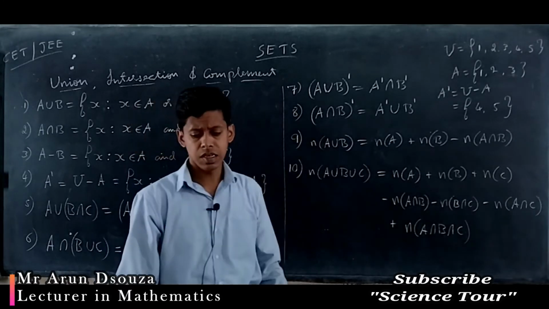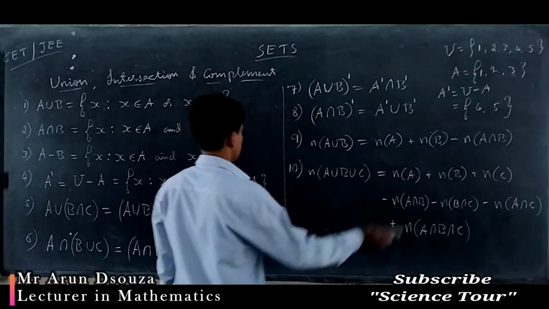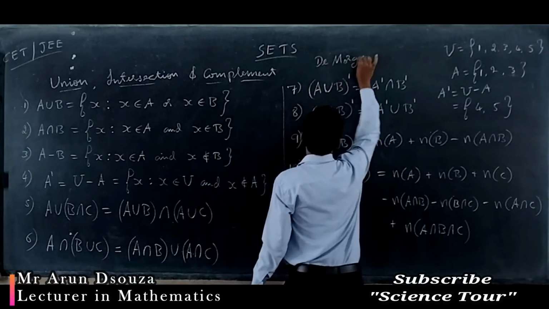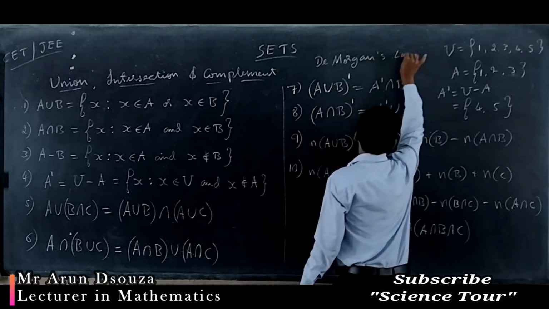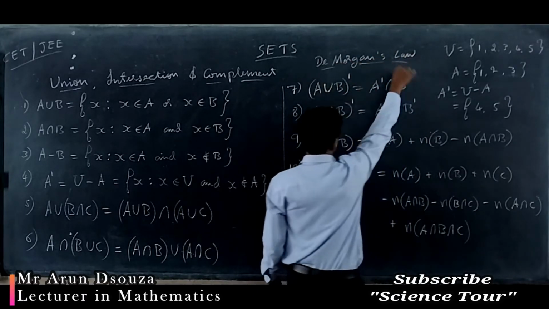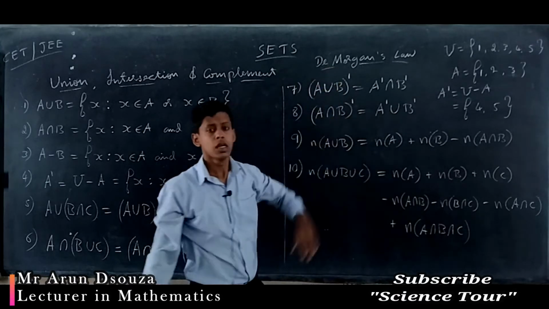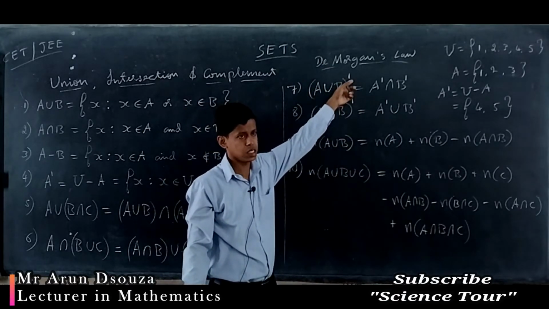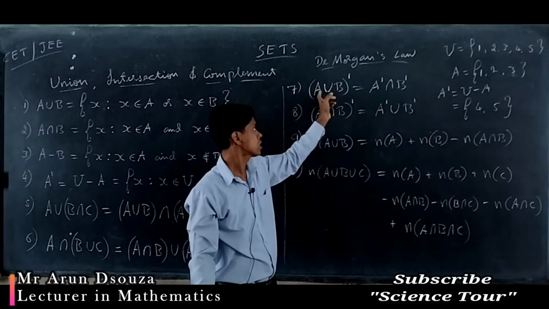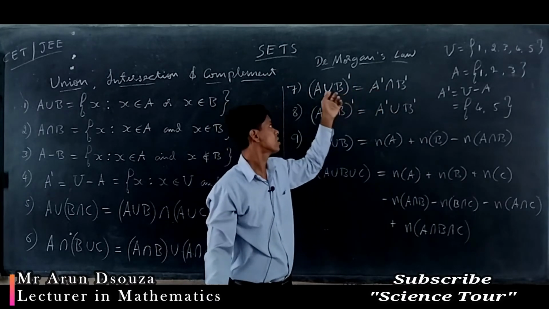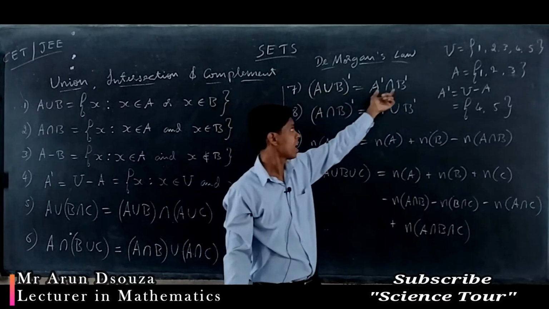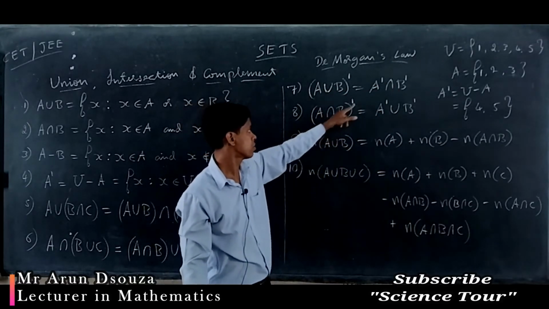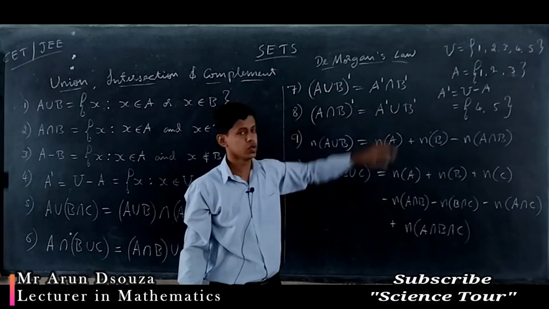Coming to the next 7th and 8th properties, these are called De Morgan's law. I hope you remember the name. These two properties are called De Morgan's law. A union B whole complement, whole dash, is equal to A dash intersection B dash. If you have union here, you will have intersection here. Remember that way. And A intersection B whole dash is equal to A dash union B dash.